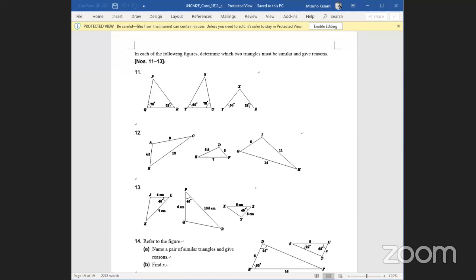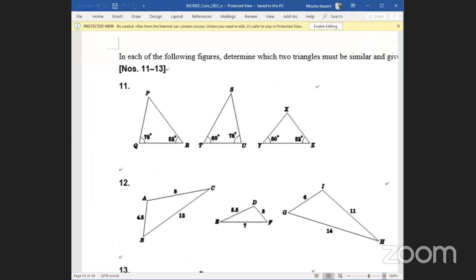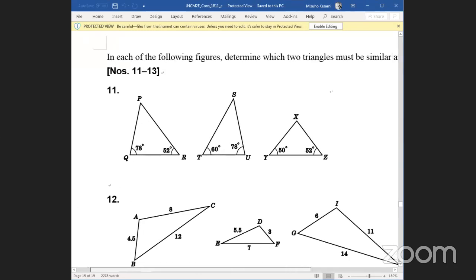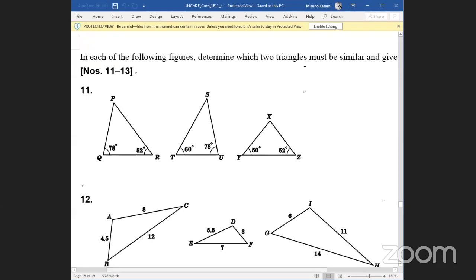It means there are usually only three kinds of reasons. The first one, AAA, means you are able to confirm that three pairs of corresponding angles are equal. Now, this one: in each of the following figures, determine which two triangles must be similar and give reason.